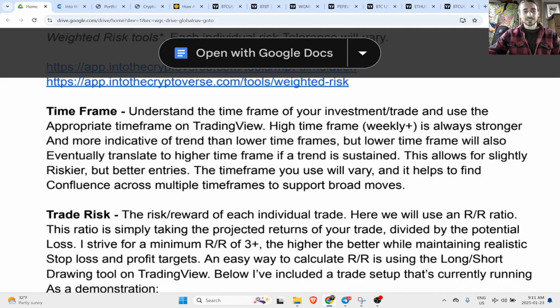But by watching that lower time frame, we can start to see the trend change before we even see it show itself on that high time frame. So it just gives us a little bit more information about what's happening in the near term, if we can expect a reversal coming in a very short period of time. It does allow for slightly riskier but better entries.